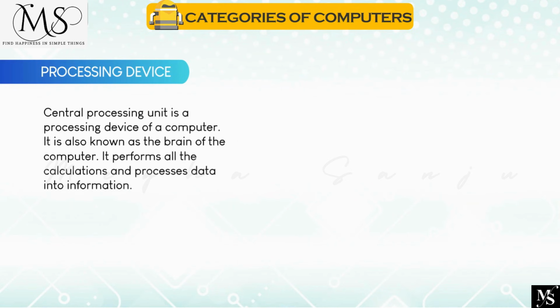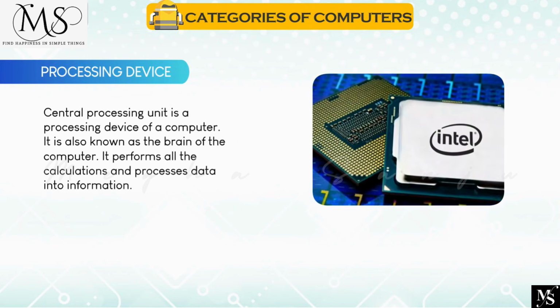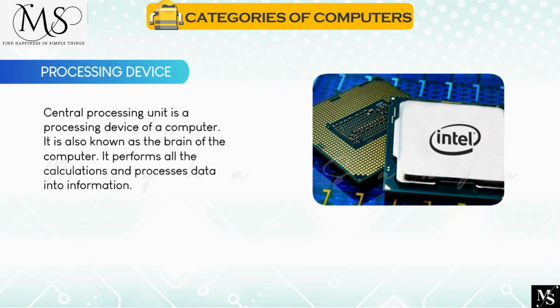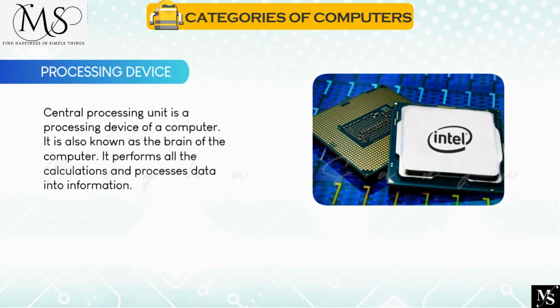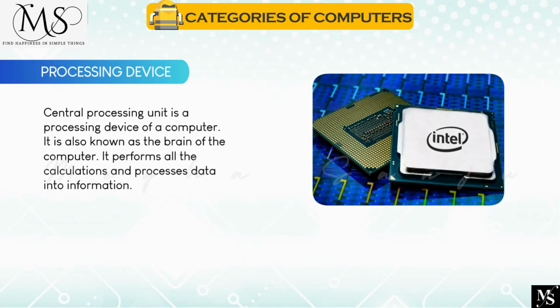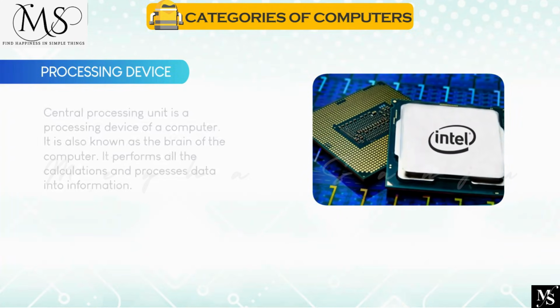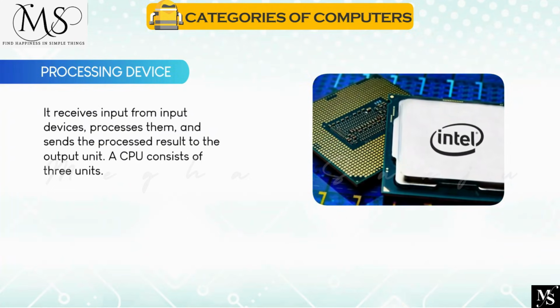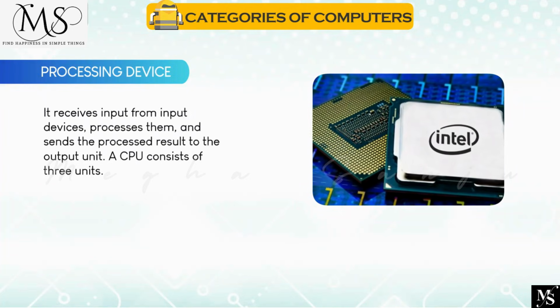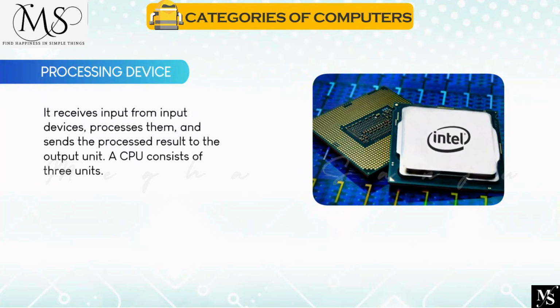Processing device. The central processing device is the processing device of a computer. It is also known as the brain of the computer. It performs all the calculations and processes data into information. It receives input from input devices, processes them, and sends the processed result to the output unit.